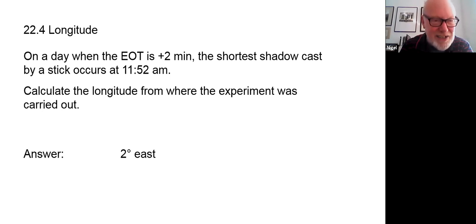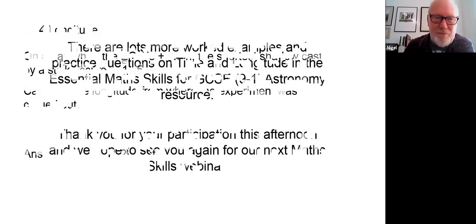And again, it's east because our mean solar time is later, 11:58, than that at Greenwich, 11:52. So that's 6 minutes. Silly me. Apologies for that, everybody. 1.5 degrees east, that should be. Well, I said it was tricky. I said it was difficult, and it is. There's a lot to remember.